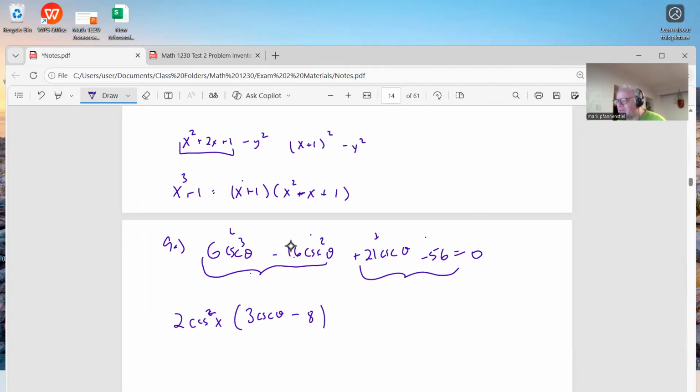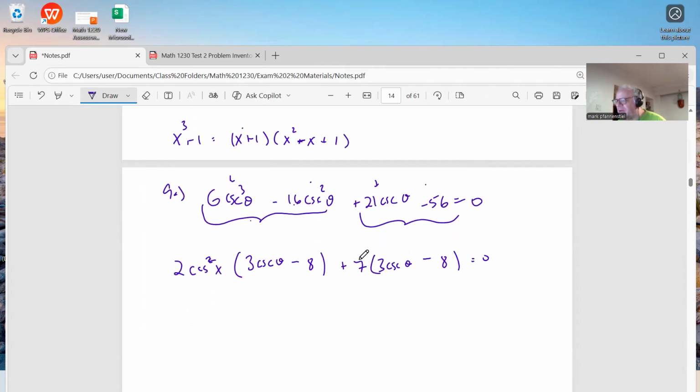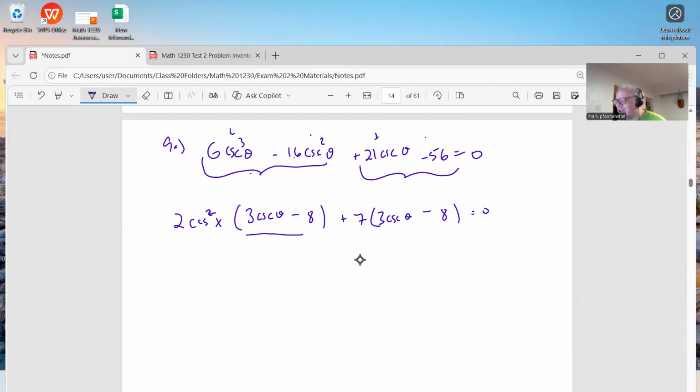For the second pair, 21 and 56 are both divisible by 7. How about we pull out a plus 7 and leave that alone? So that's going to be 3 cosecant theta minus 8, since 8 times 7 is 56, equal to 0. And here we go, these are the same. Who would have thought? So we're going to have 3 cosecant theta minus 8 in parentheses, and here we have 2 cosecant squared x plus 7 equals 0.